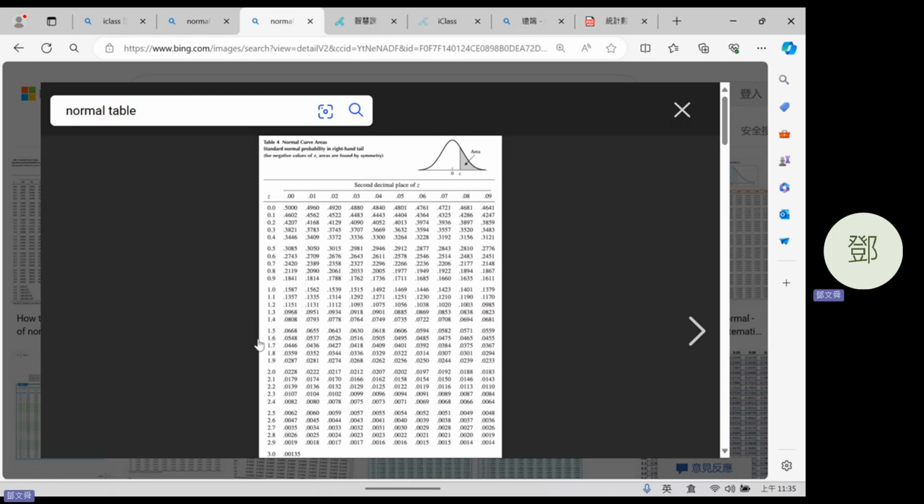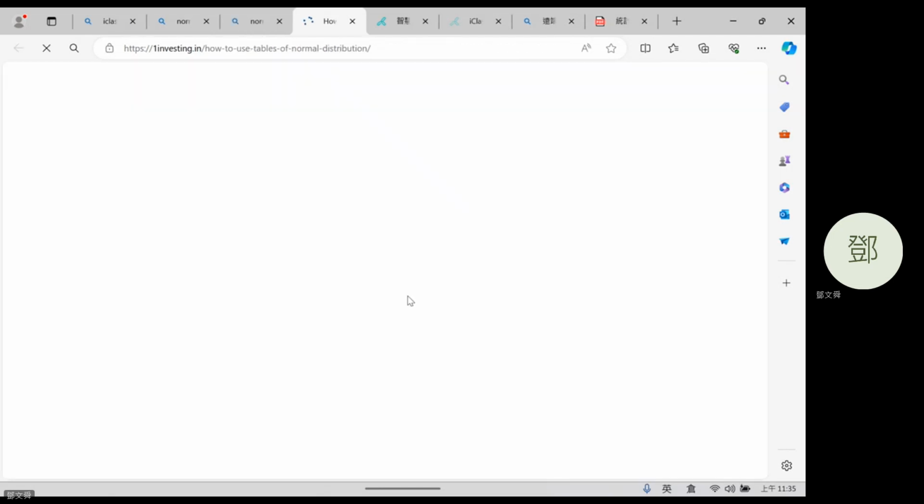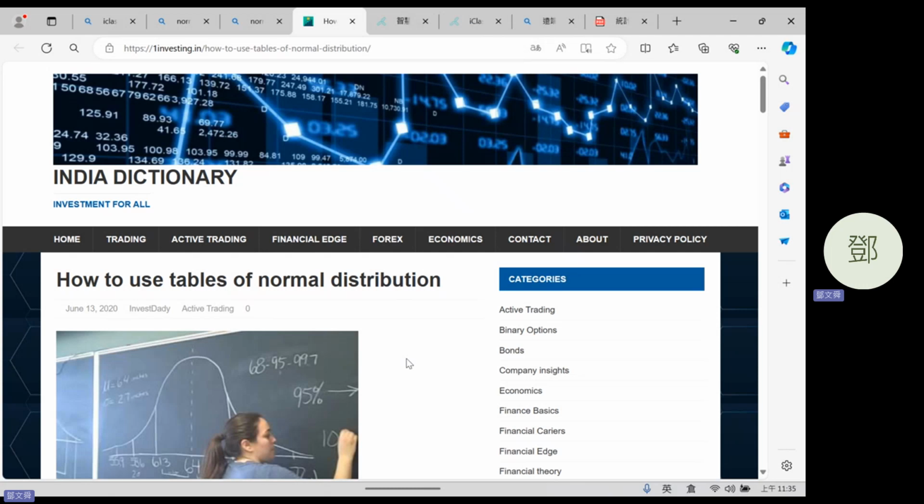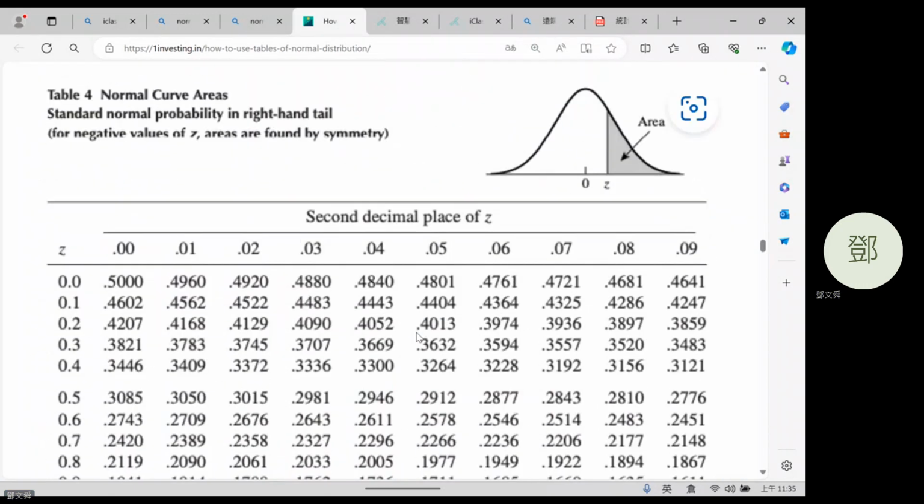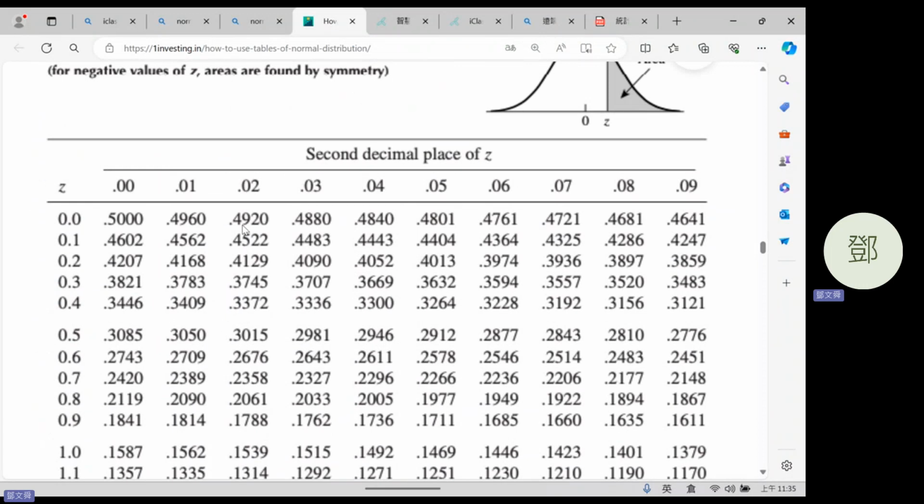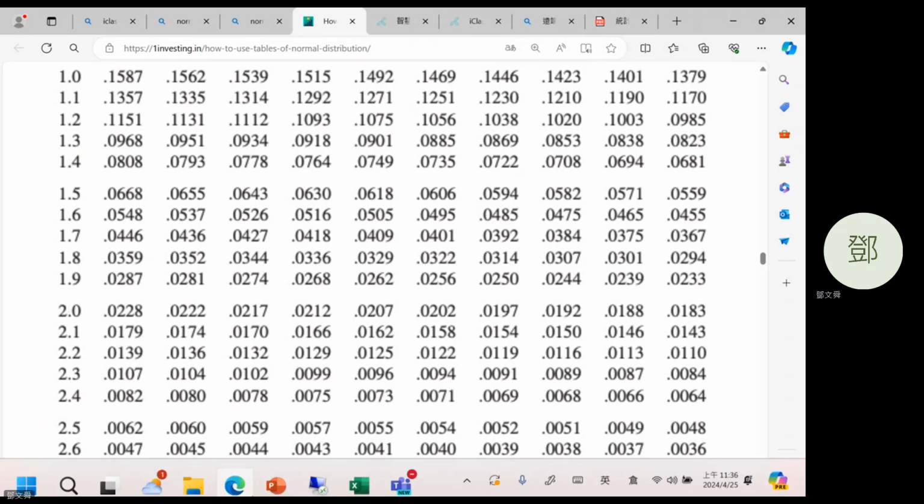And 2.12, right? Let us zoom in. Yeah, here. 2.12 in this column. 2.12 here. It is here, 0.0170. This number is the area to the right of 2.12.